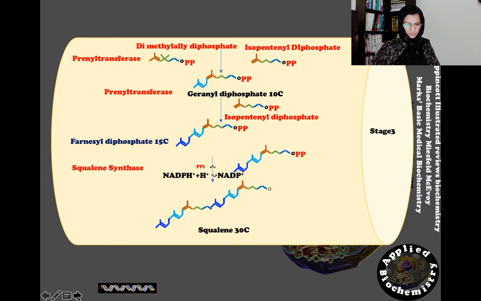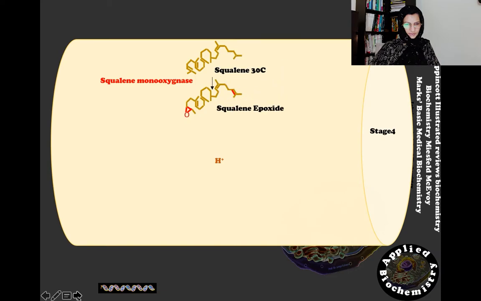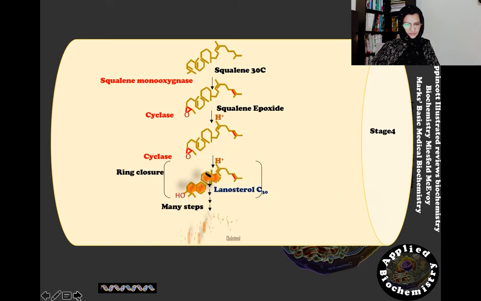The 2 farnesyl diphosphates combine in the presence of squalene synthase and NADPH to form squalene, which is a 30-carbon compound. Now in stage 4, squalene, in the presence of squalene monooxygenase, is converted to squalene epoxide, which in the presence of cyclase is cyclized into a 4-ringed structure, which after many steps is finally converted to cholesterol.